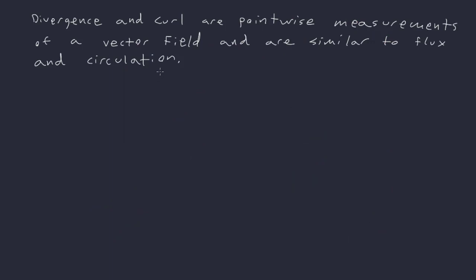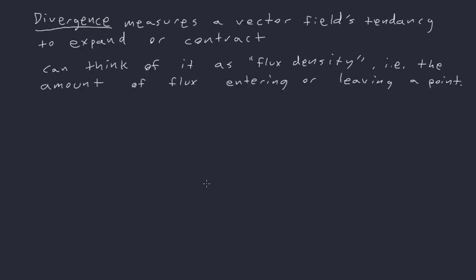Okay, so to just have this written down, divergence and curl are pointwise measurements of the vector field and are similar to flux and circulation. So whereas flux and circulation are measured over a path C, divergence and curl are going to be just measured over a single point, say P. Okay, so what exactly are these? We're going to start with divergence because it's typically the simpler one to talk about, and then we'll talk about curl.